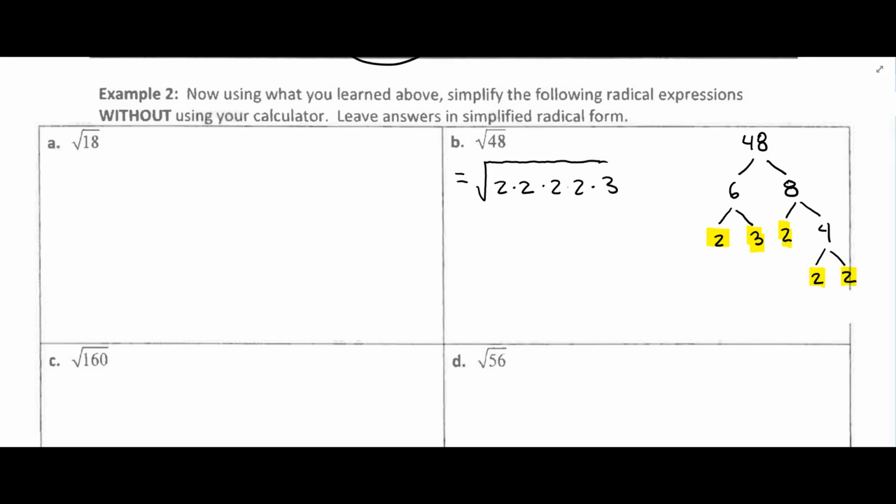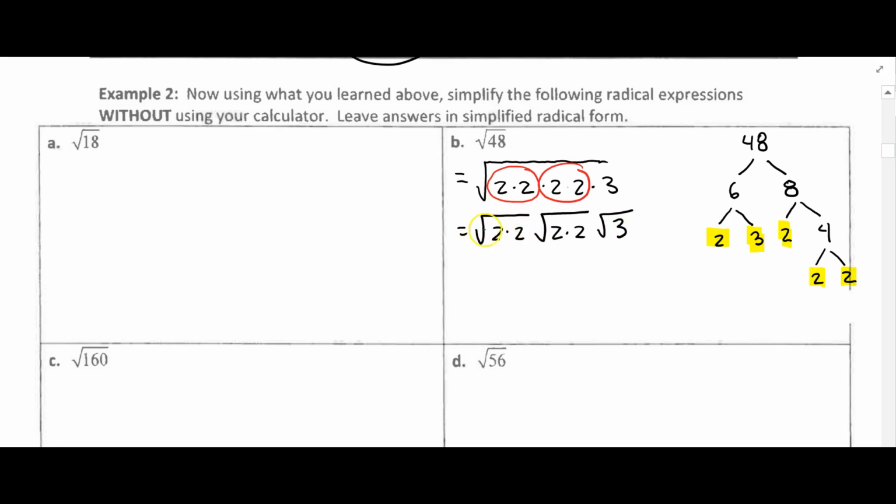And then, if you recall, what we're going to do is we're going to pair these up. So I'm going to take these two and give them their own radical. And I'm going to take these two and give them their own radical, and the 3 is going to stay by itself because it doesn't match up with anything. So that's the square root of 2 times 2, and another square root of 2 times 2, and then this lone square root of 3.